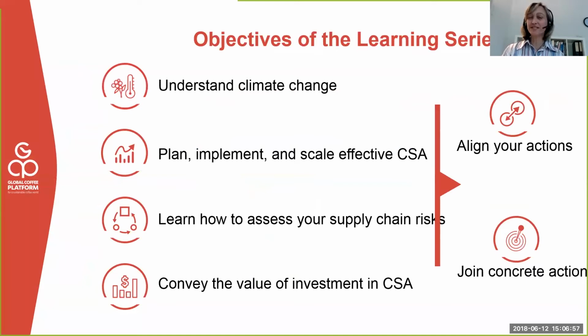Looking at the objectives one more time of this learning series, it's really for the participants to understand climate change and what the issues are, but also be then able to plan and implement and scale effective climate smart agricultural practices. It's to learn to assess the risks in your supply chain and convey the value of the investment into climate smart agriculture to your organization, your company, or also to work together with others. Where is this all leading? You see it to the right. It's to align your actions, hopefully with others. And with that, we are going to help you, of course. Next, please.